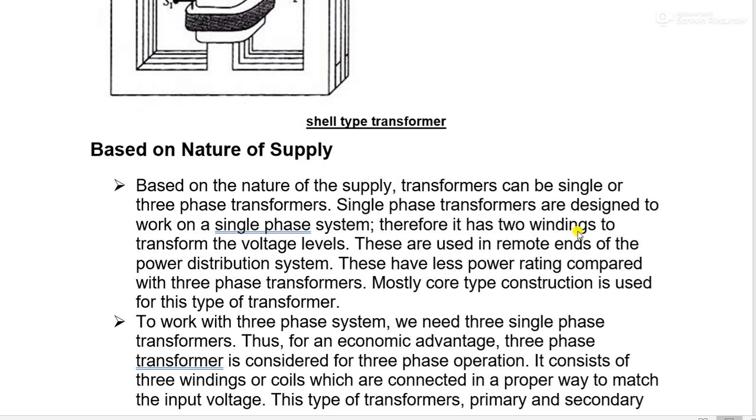Single phase transformers are designed to work on the single phase system only. Therefore, it has two windings to transform the voltage levels. These are used in remote ends of the power distribution system.